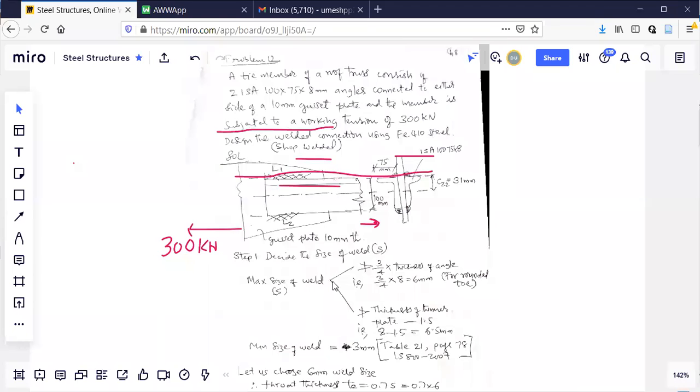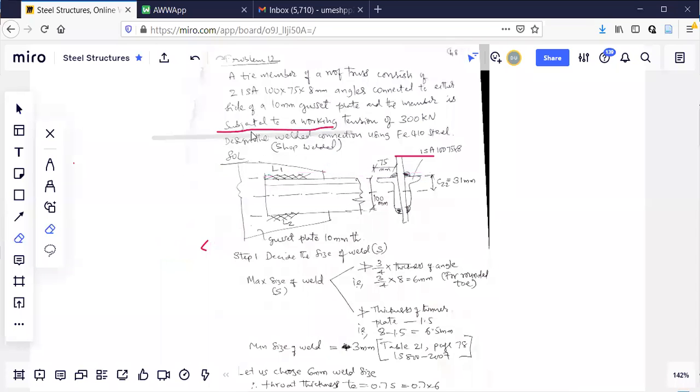When I say design a weld, we are trying to finalize the size and length of the weld. If I say analyze the weld, size is given, L is given, and I have to find out the load carrying capacity. If you are asked to determine load carrying capacity, it is an analysis problem. If you are asked to determine size of the weld and length, it is a design problem. I'll just go to step number one.